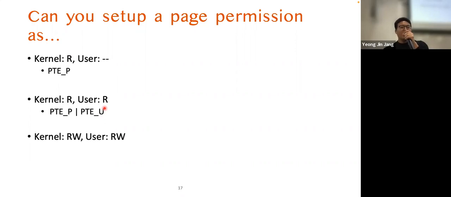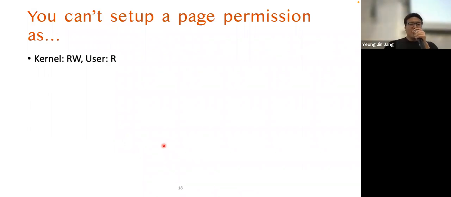Then another flag setup we can do is, if we enable all three flags, then it's readable and writable to the kernel, and readable and writable to the user. So for these three setups, it's quite easy. Then can you set up the page table entry for having readable, writable to kernel, but read only to user? So this is a conflicting case.